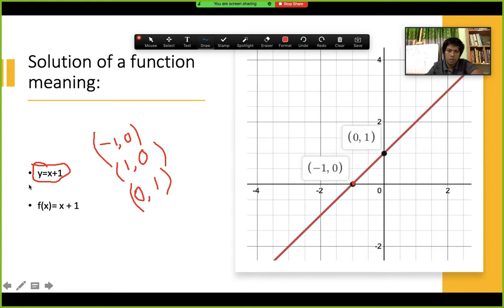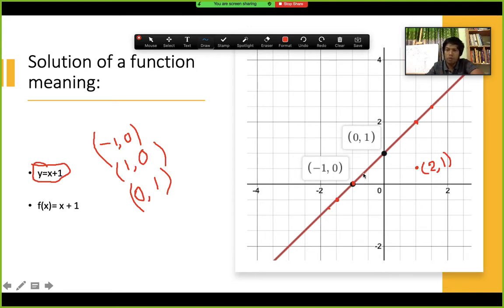So if some particular points are the solution, suppose this point, there are tons and tons of points. We are taking just integer points, but you can take decimal numbers also. So 0, 1 and minus 1, 0 are solutions of this given equation. But if we say this point, 2, 1, then 2, 1 is not a solution of this equation, or of this given graph, because it is outside the line.